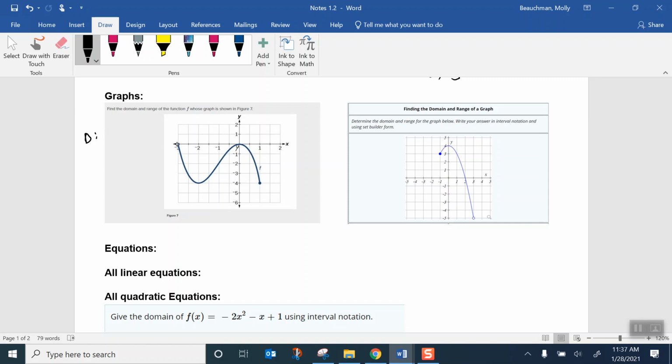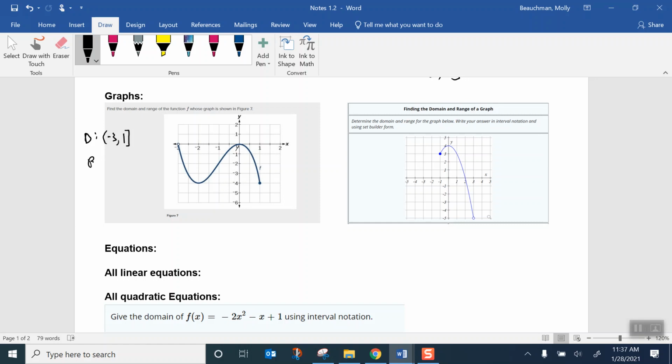starts at -3. The open circle means it does not include -3. So we use a comma, -3, or a parenthesis. It ends at the x value 1, and then it includes the value 1 because that's a solid circle. So the domain of that function is from -3 to 1.